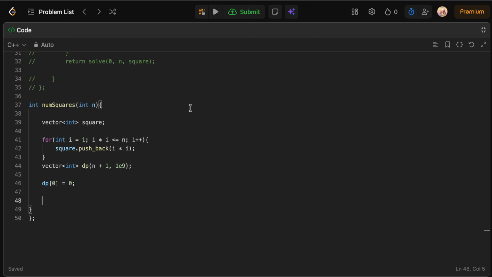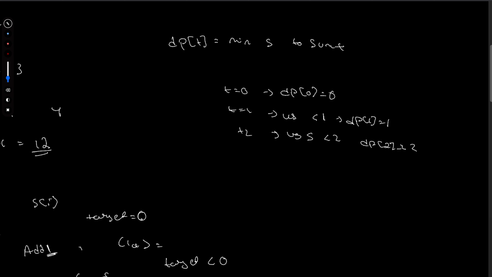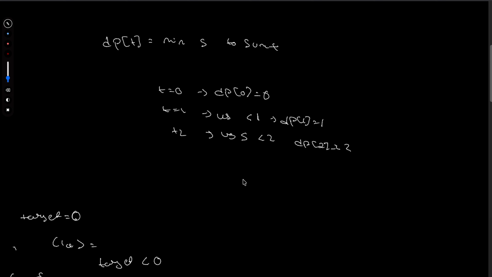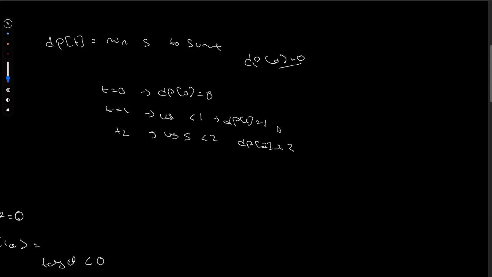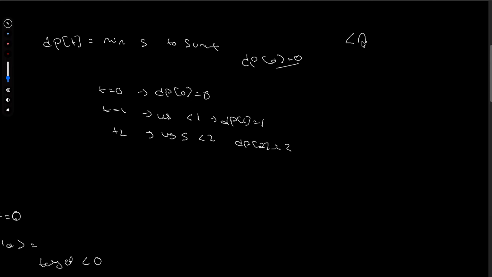So here we are initializing all entries with a large value. Next, the base case: sum is 0 needs 0 squares, so DP of 0 is 0, the base case. Next, this part: what we are doing here is storing all perfect squares that are less than or equal to n. For example, if n is 5, we store 1 and 4.